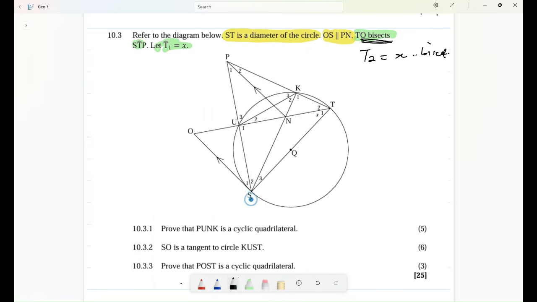Then another thing that I can see, we have so many bow ties here. I have a bow tie here. If I use another color, I have a bow tie here, and another bow tie here. I think this is also a bow tie. You see, there are so many bow ties here.